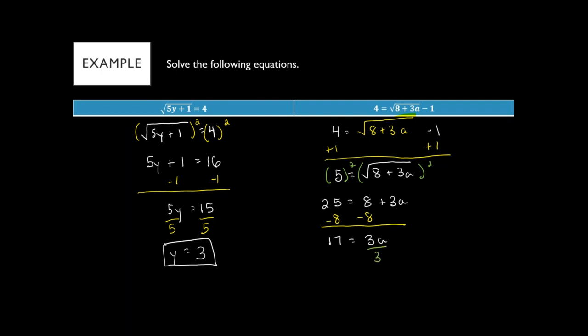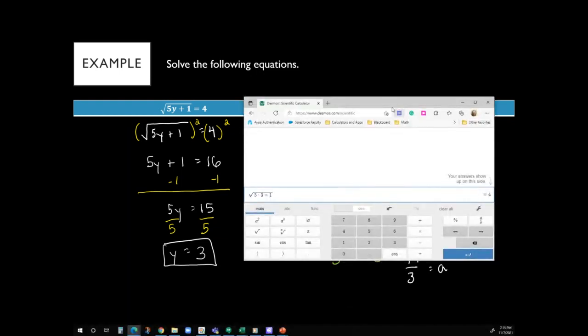And then we divide both sides by 3. And this is going to give us a fraction for our final answer. 17 over 3 equal to a. We don't want to divide that out because then we have to do some rounding. But we can check our work. So I'm going to bring up Desmos here.